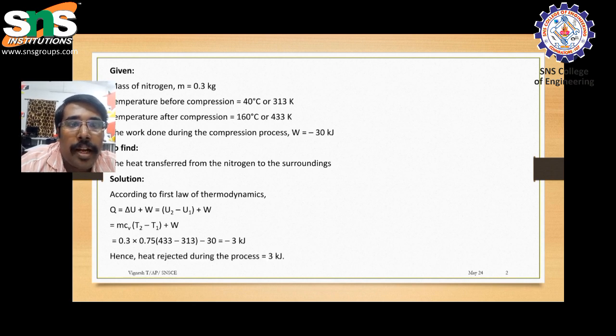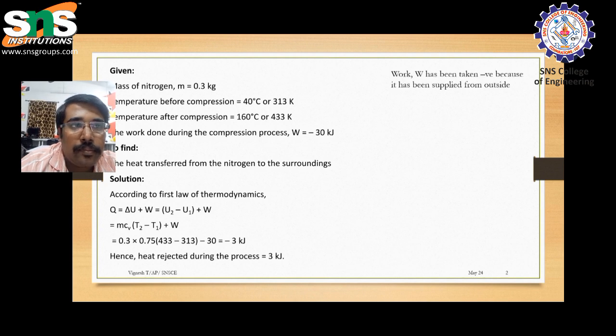You will be getting a minus 3 kilojoule. So the heat has been rejected. Yes, that is the question. In the question itself, the heat is moved from the nitrogen to the surroundings, so the answer will be negative. So 3 kilojoule of energy has been transferred during this process. In the compression process, this is the heat transfer to the surroundings. Okay, this is the answer.